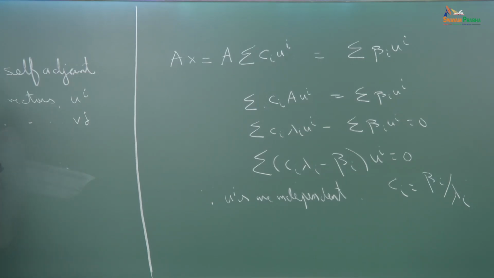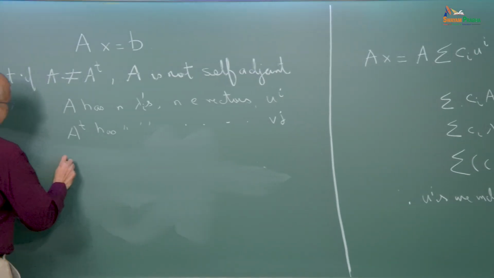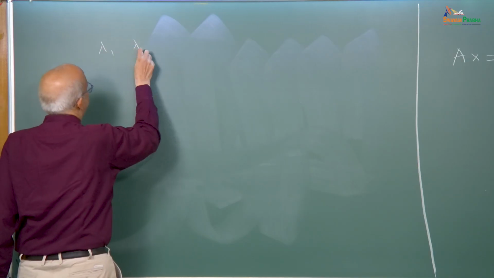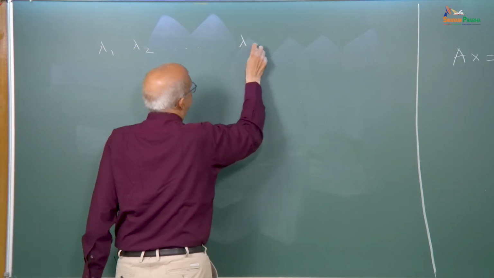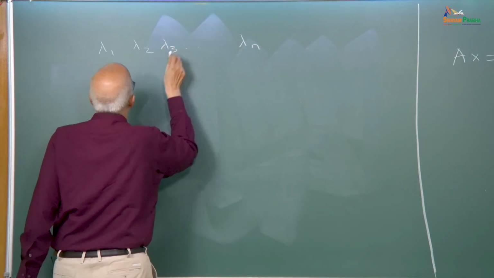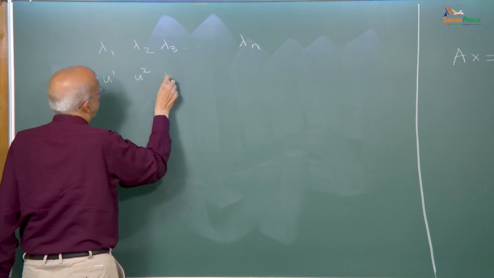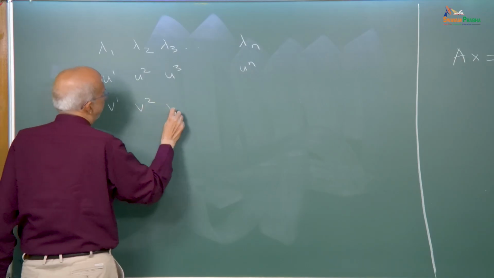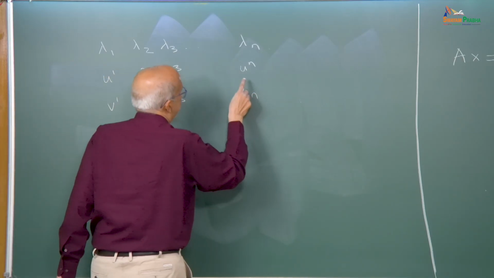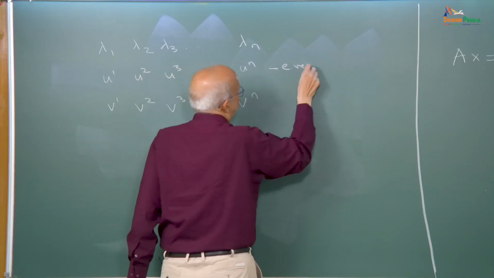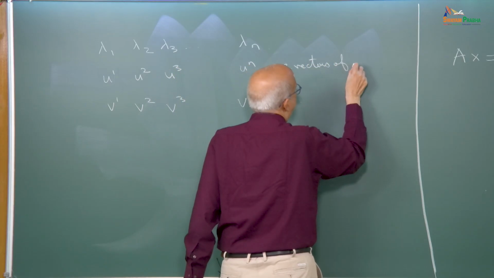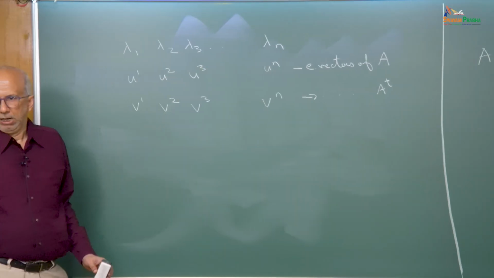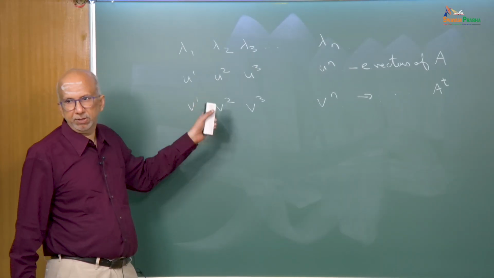So, the lambdas, I have lambda 1, lambda 2 up to lambda n. Corresponding to this, I have u1, u2, u3, un, and I have v1, v2, v3, vn. These are the eigenvectors of A, these are the eigenvectors of A transpose. Now, these two sets are biorthogonal.